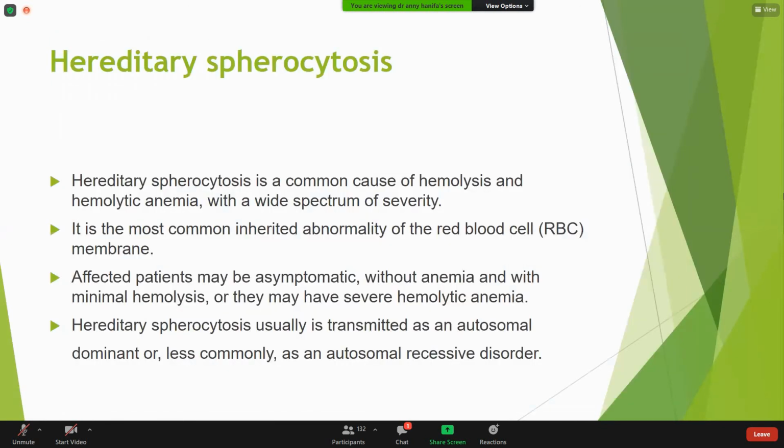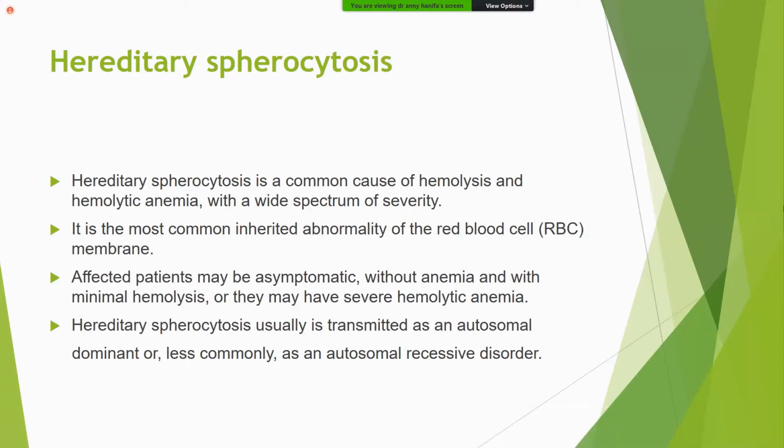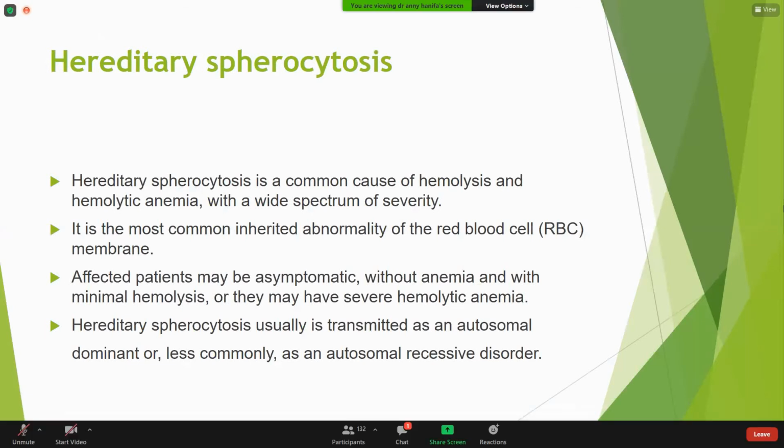Now we come to hereditary spherocytosis, which is a type of red cell membrane disorder. Hereditary spherocytosis is a common cause of hemolysis and hemolytic anemia with a wide spectrum of severity. It is the most common inherited abnormality of the red blood cell membrane, and the affected patients may be asymptomatic without anemia and with minimal hemolysis, or they may have severe hemolytic anemia. So the clinical condition again varies from person to person.